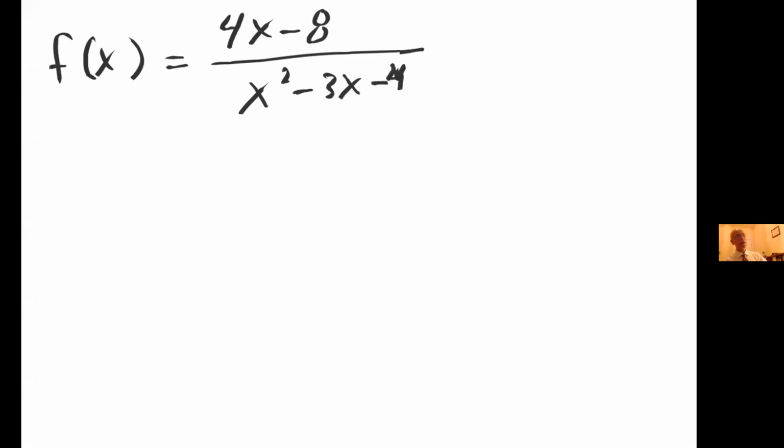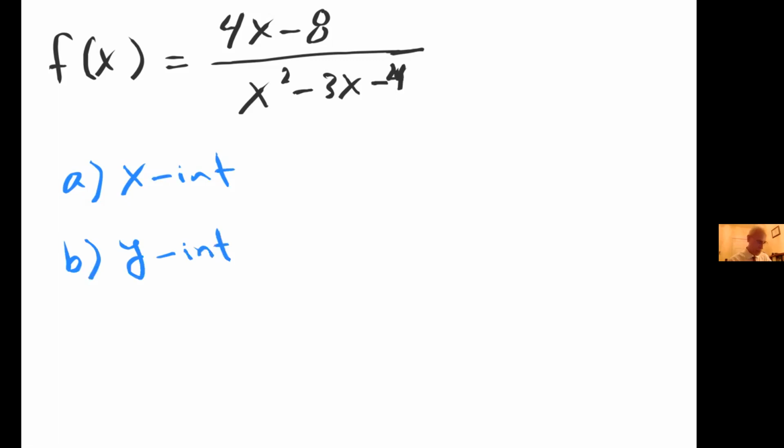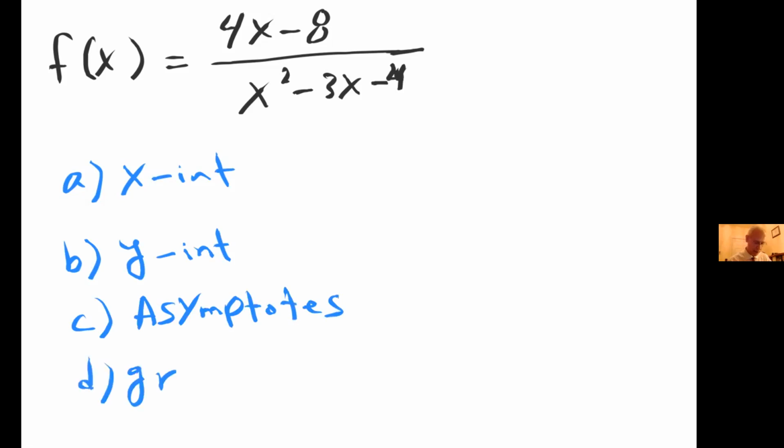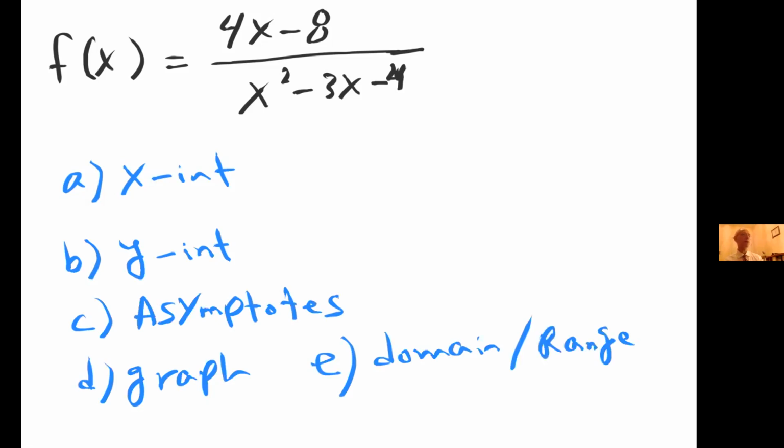Let's find the x-intercepts, if any. Let's find the y-intercepts, if any. Let's find asymptotes. Let's graph. And finally, last part, let's identify the domain and range. So let's start with x-intercept. Let's go to the next page.